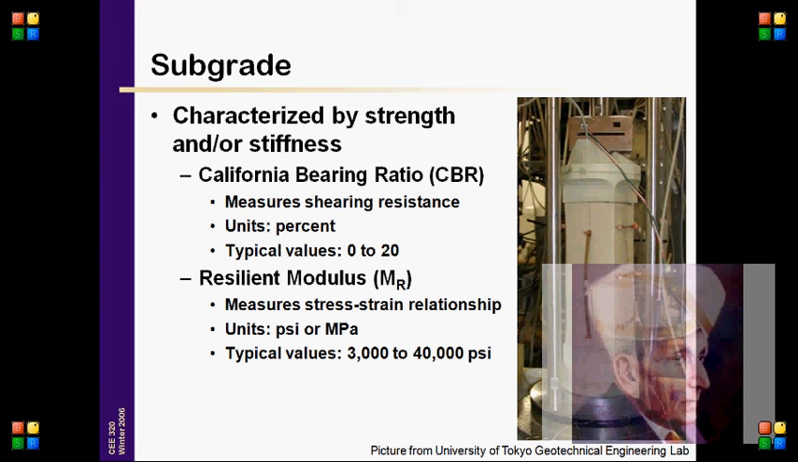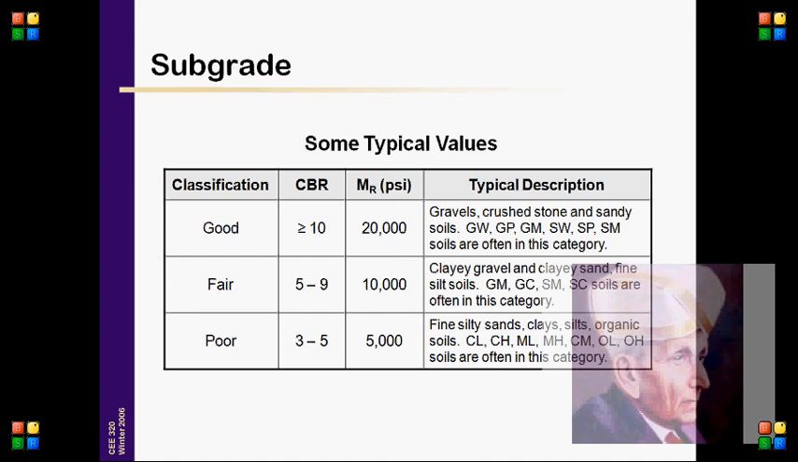California Bearing Ratio, CBR, measures shearing resistance, units percent, typical values 0 to 20. Resilient modulus, MR, measures the stress-strain relationship, units psi or MPa. Typical values 3,000 to 40,000 pounds per square inch. Picture from University of Tokyo Geotechnical. Subgrade: some typical values.